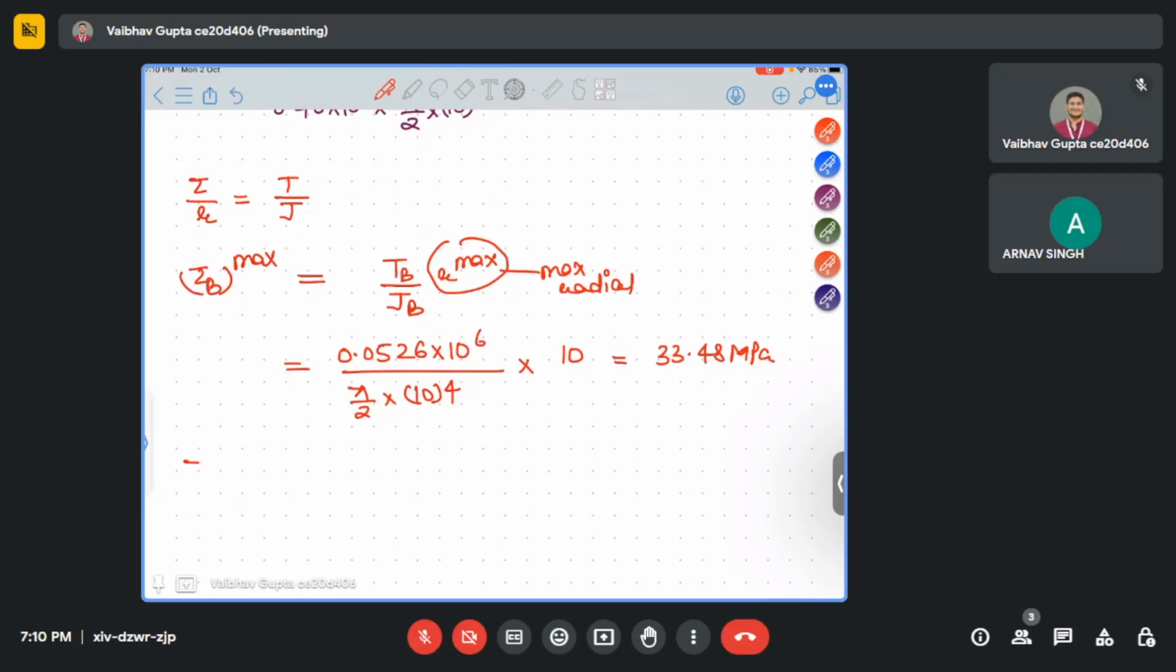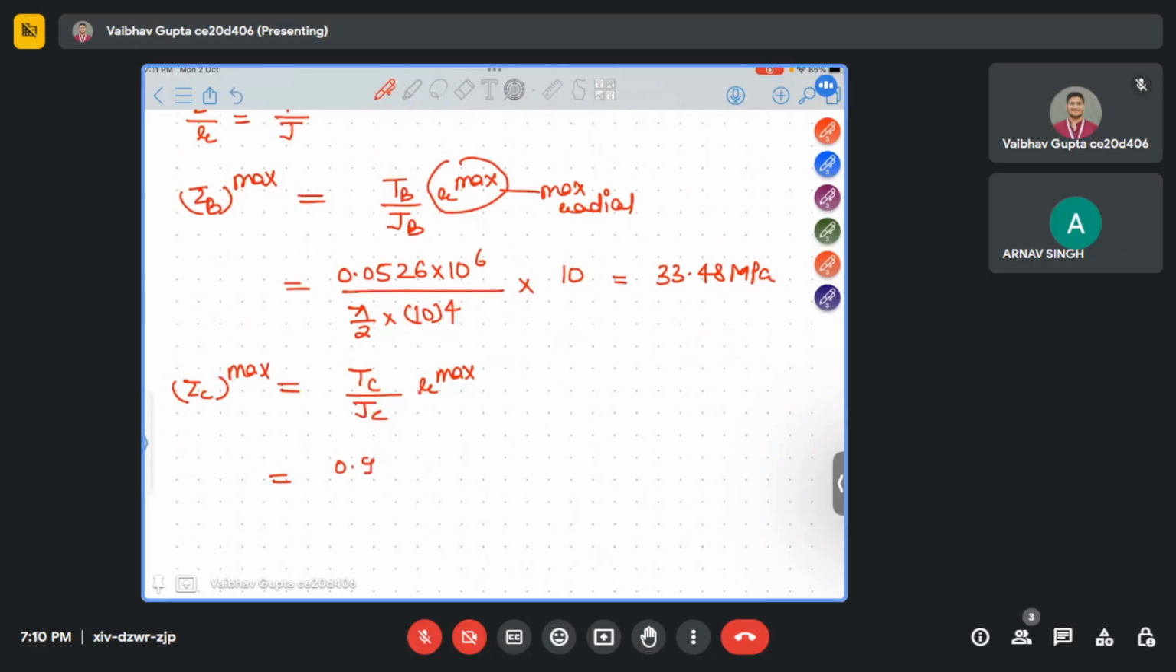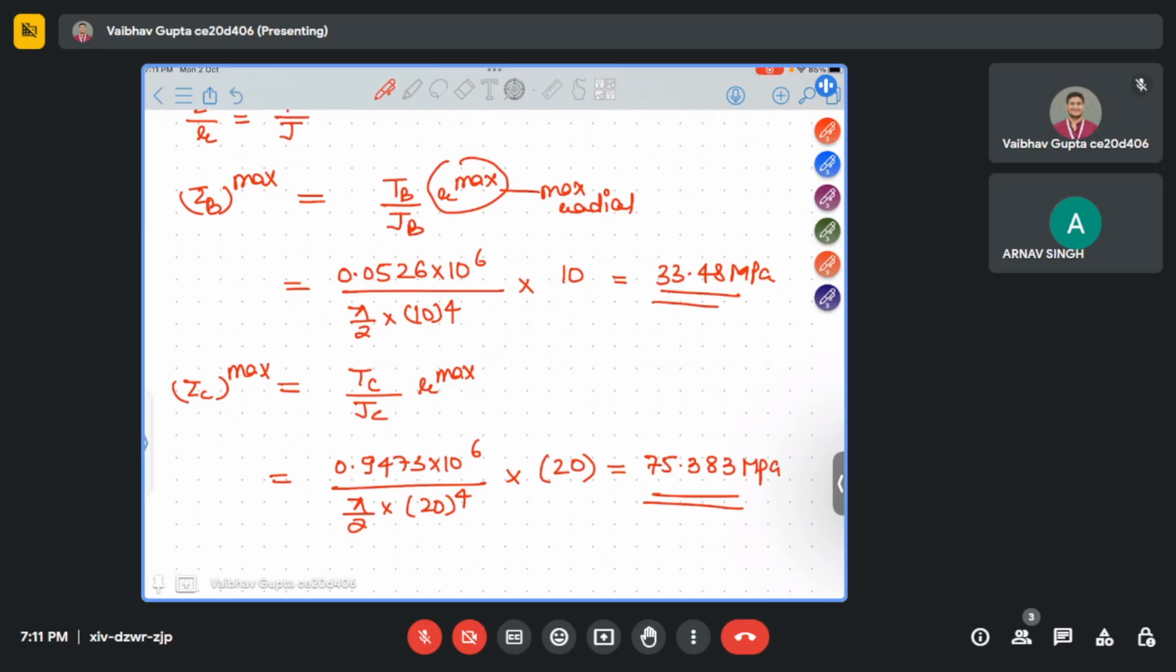Next is tau c max. Tau c is the shear stress of copper. It is nothing but TC upon JC into R max. So TC is 0.9473 into 10 to the power 6, JC is pi by 2 into 20 to the power 4, and R max for copper, the maximum radial distance, is nothing but the radius, which is 20. It will give us 75.383 MPa. This is how you will calculate the maximum shear stress experienced by brass and copper.